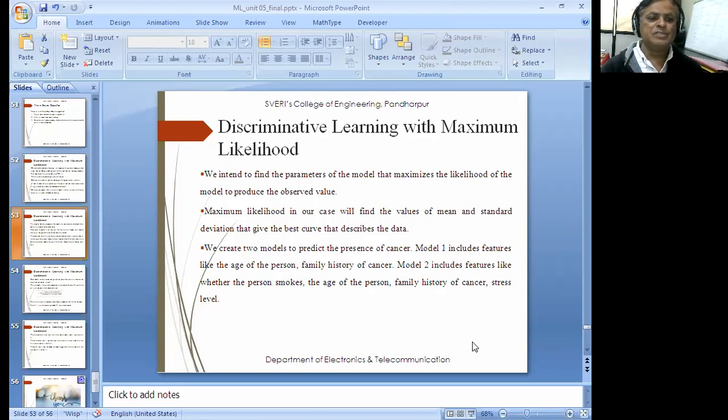Model 1 includes features like the age of the person and family history of cancer. Then model 2 will have features like whether the person smokes, the age of that person, family history of cancer, stress level, etc. So we are creating two models. Obviously, we are going to find out the presence of cancer, whether it's there or not. The first model will have features about age and family history. And the second, whether the person smokes, age, or stress level, all those things.